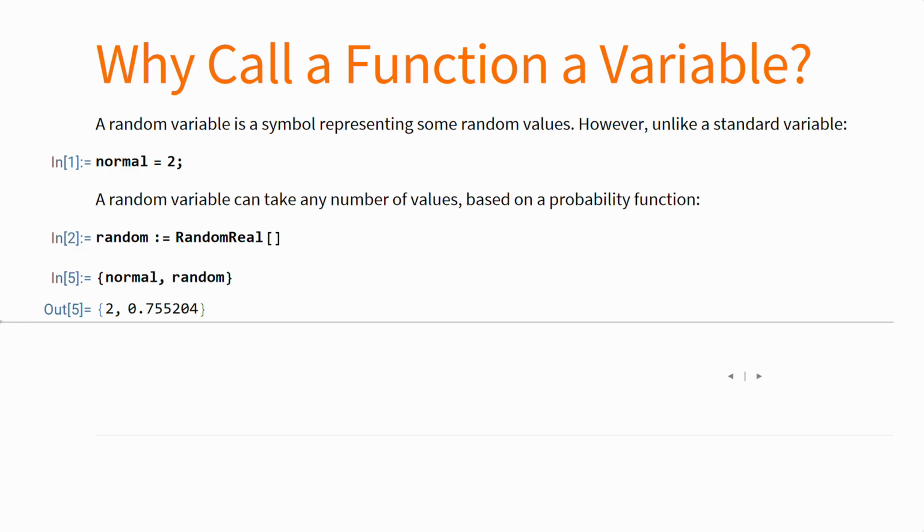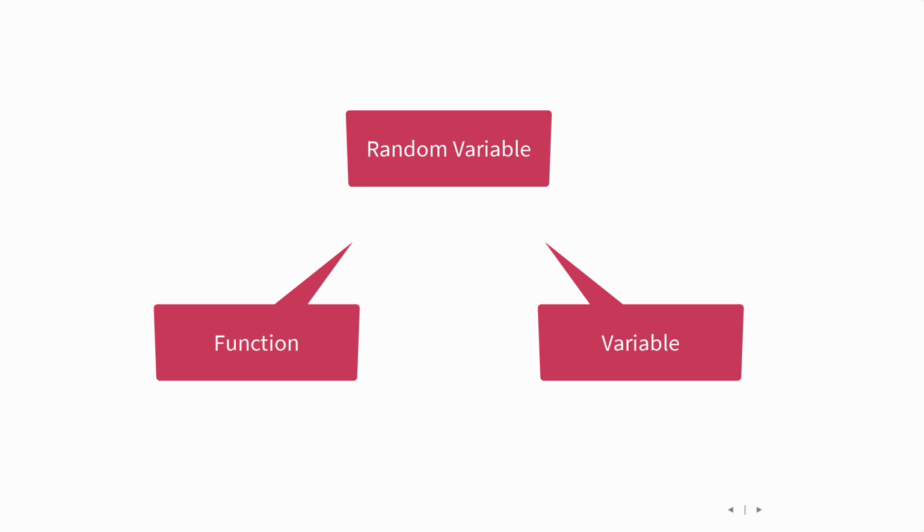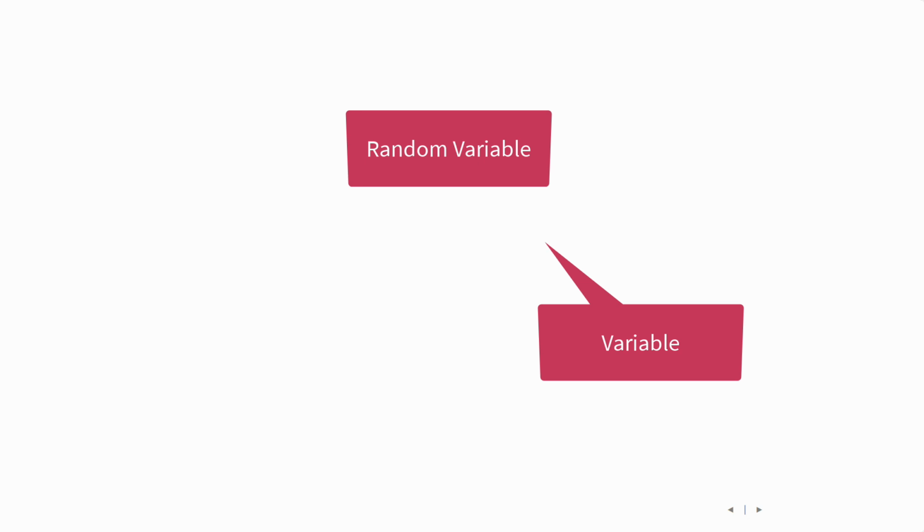So a random variable is a symbol representing some random values. But why would you want to do that? Think of all the experiments we talked about so far. Indeed, the second goal is to encapsulate many random experiments in a single symbol. Okay, I'll admit it, it's a bit confusing at first. A random variable can refer both to a function and a variable, but it's usually meant for the variable part. That means the representation of the probability function.